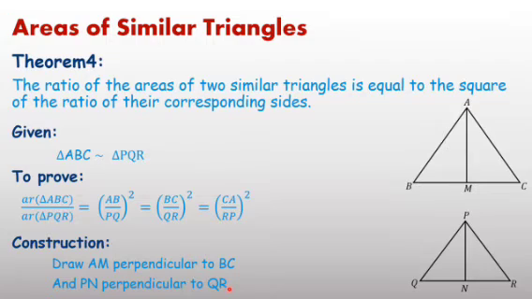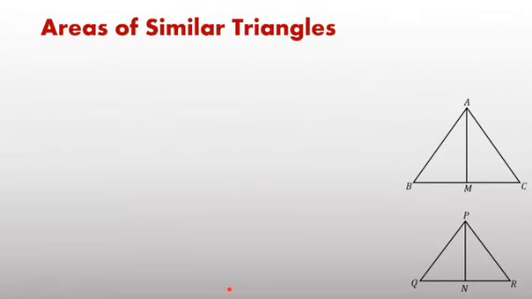Statement of theorem: the ratio of areas of two similar triangles. The given part means the two triangles are similar. Then we have to prove that the ratio of areas of two triangles is equal to the square of the ratio of corresponding sides. Now, proof.